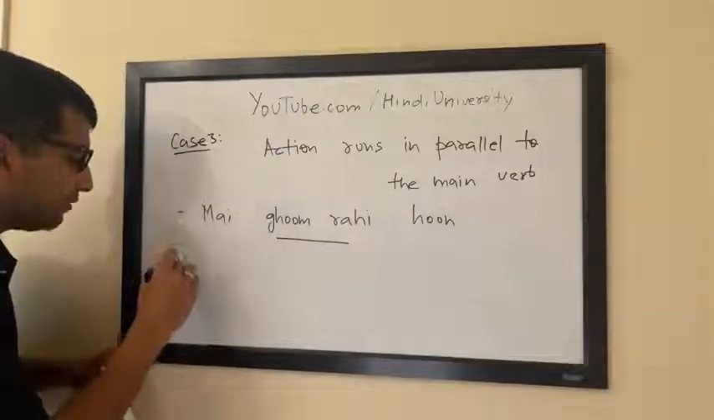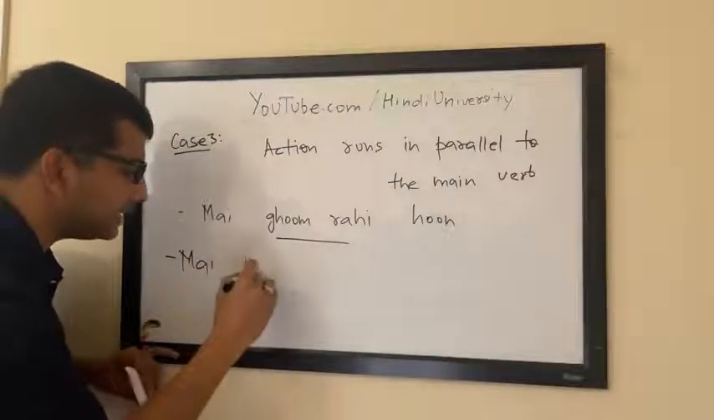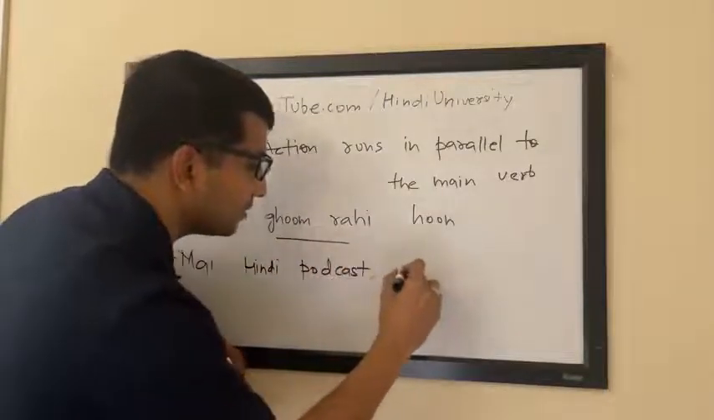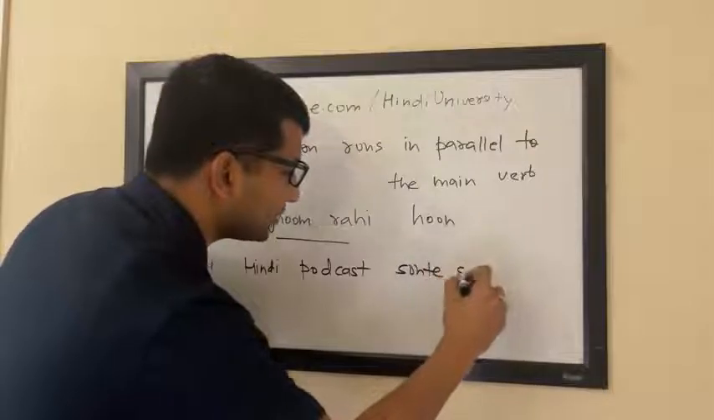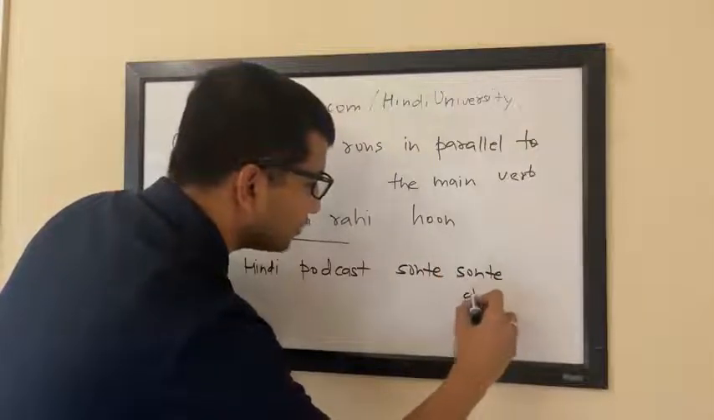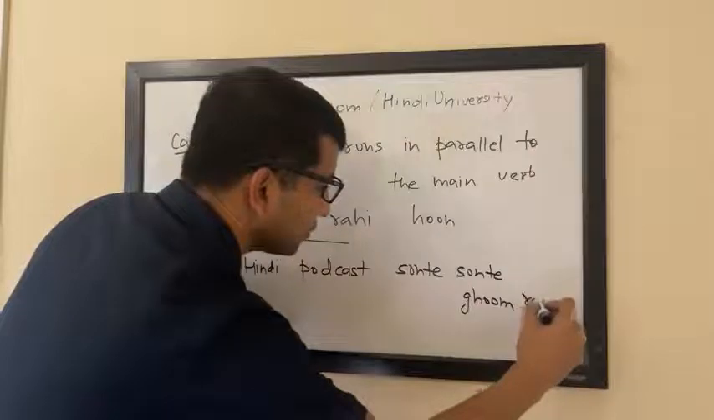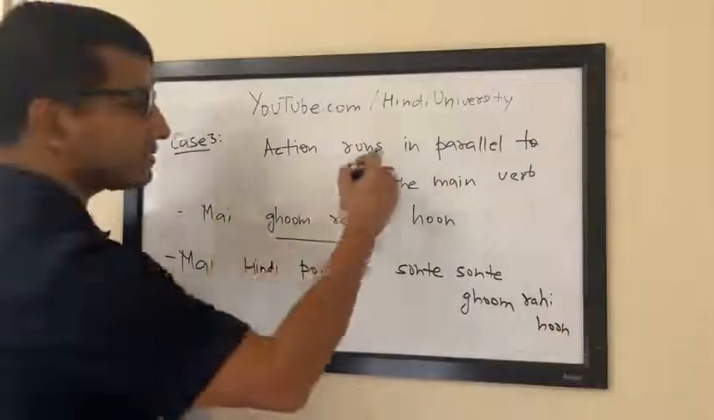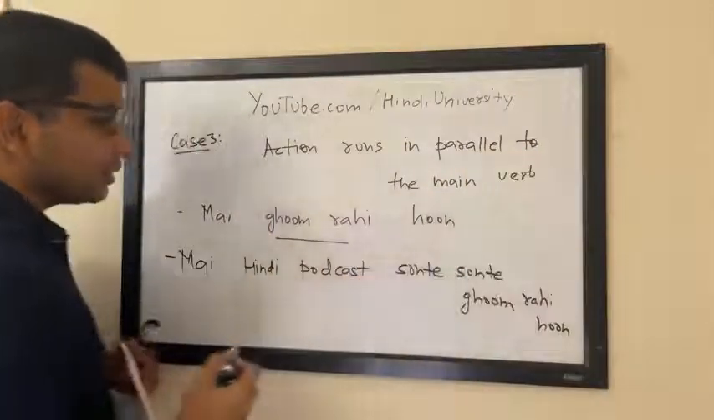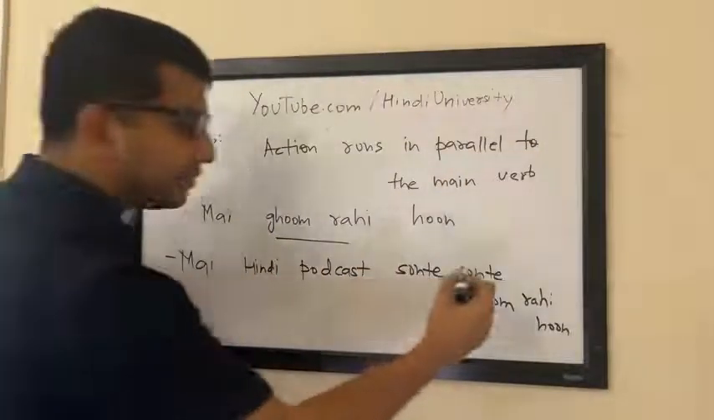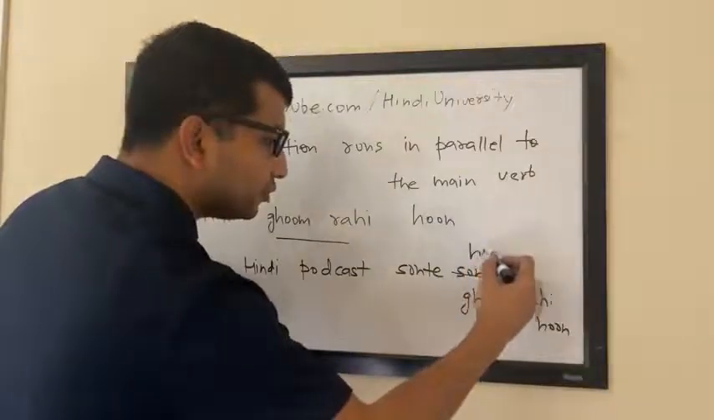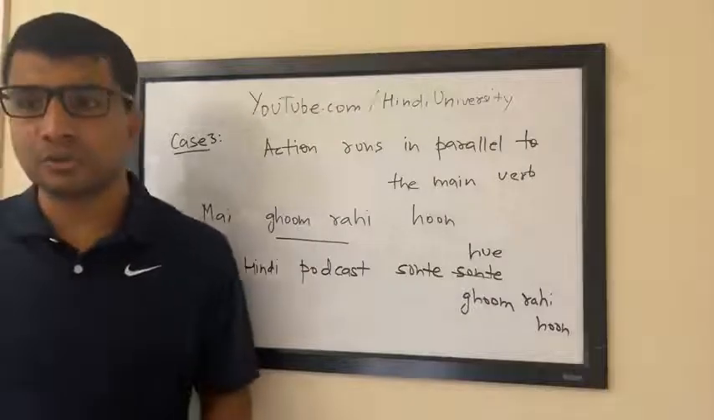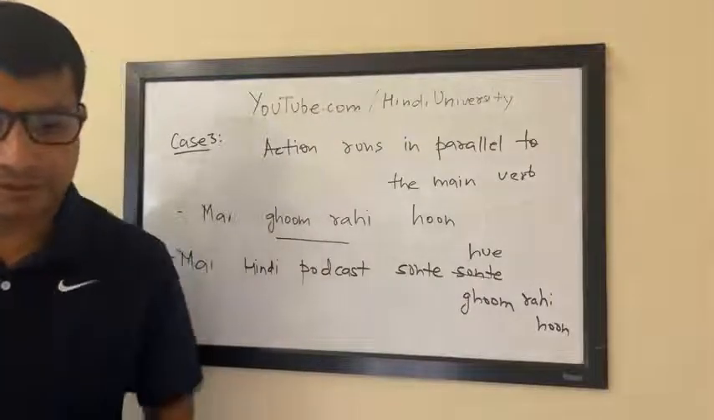Okay. So you have now मैं हिंदी पॉडकास्ट सुनते सुनते घूम रही हूं. Okay, so this action is running in parallel with the main verb. Now, can I say मैं हिंदी पॉडकास्ट सुनते हुए घूम रही हूं? Absolutely correct. You can say that too. Slight nuance though, slight difference though.